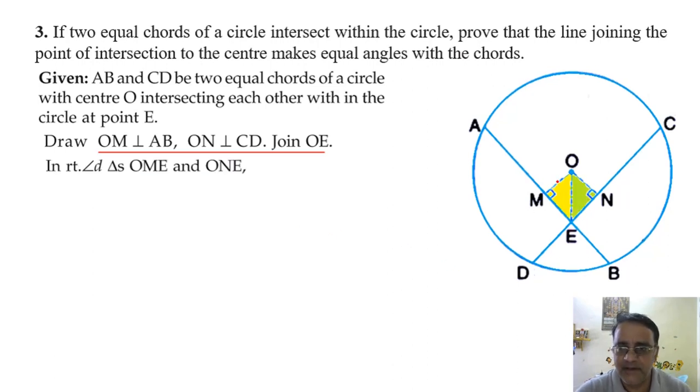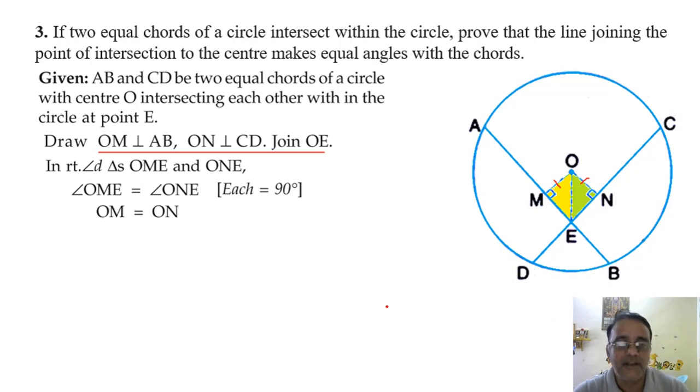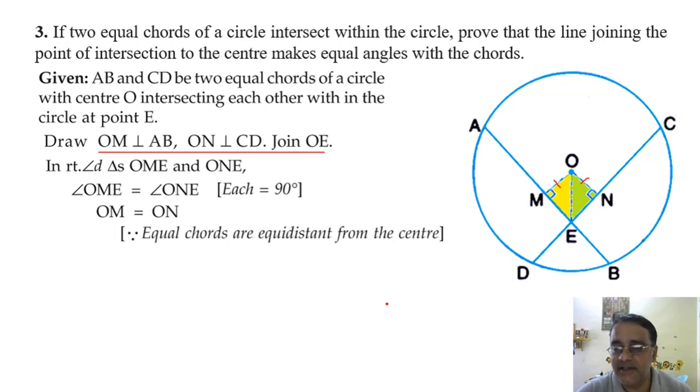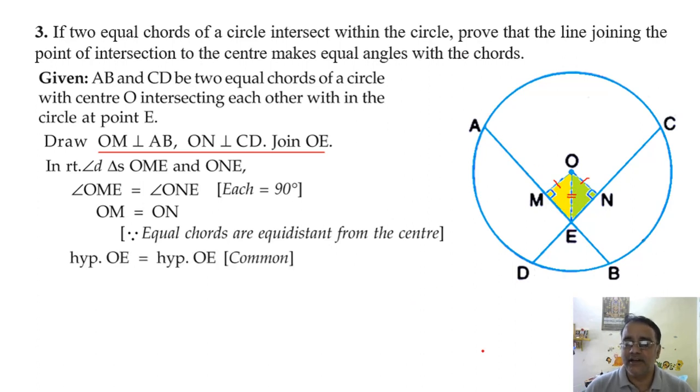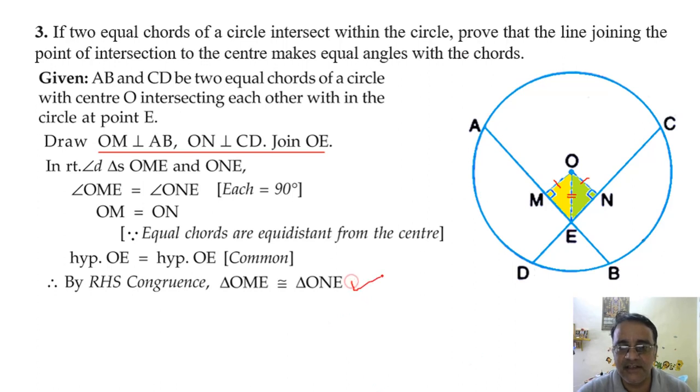Same steps. These two angles are equal, each 90 degrees, and OM is equal to ON. Why is OM equal to ON? Equal chords are equidistant from the center. Very good. Now this is the common side and this is the hypotenuse also. So these two triangles are congruent by which criteria? RHS criteria. By the RHS congruence rule, these two triangles are congruent.